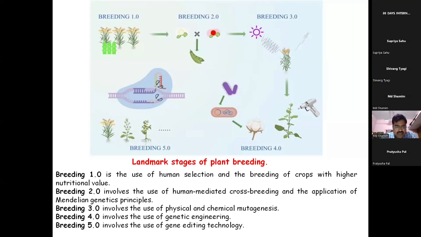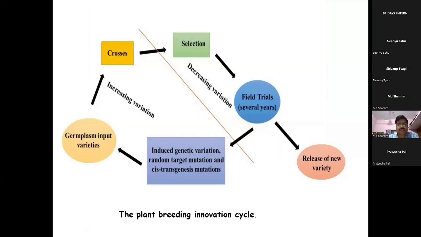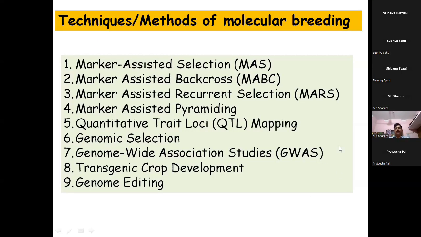The fourth one is the genetic engineering approach, by which we can transfer a desired gene from a foreign source into the specific host plant. And the last one is gene editing technology. At present, this technology is used for the improvement of crop plants. This slide shows the normal plant breeding innovation cycles. And finally, we will discuss the different methods or techniques for molecular breeding.